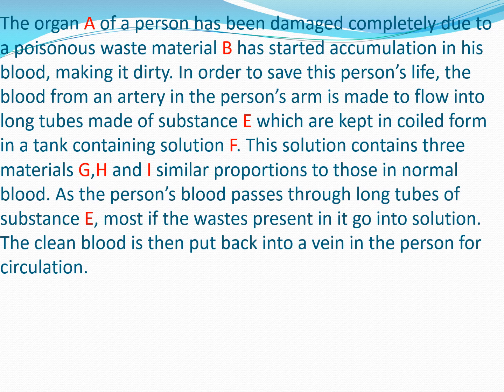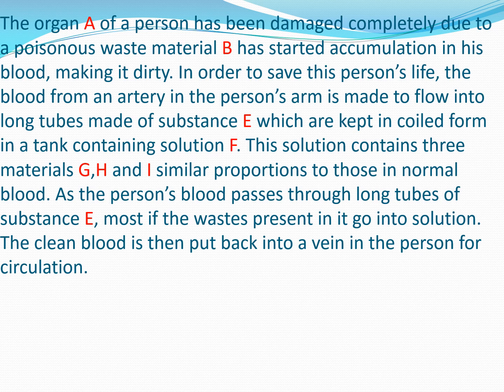Okay, so long tubes which are made up of cellophane paper. Substance E means cellophane paper, which are kept in coiled form in a tank containing solution F. F is a dialyzing fluid. So in dialyzing fluid, several coiled tubes are present, which are made up of cellophane paper.